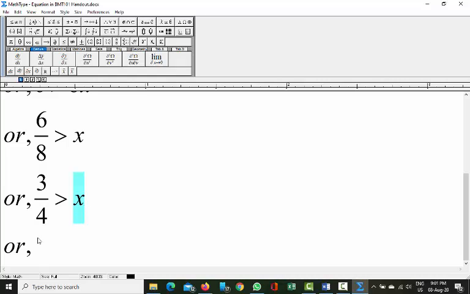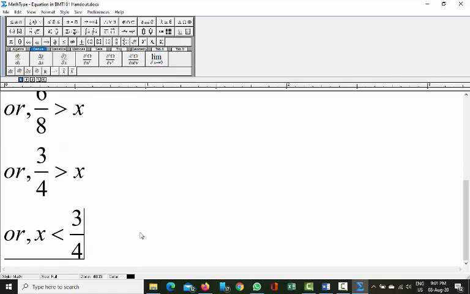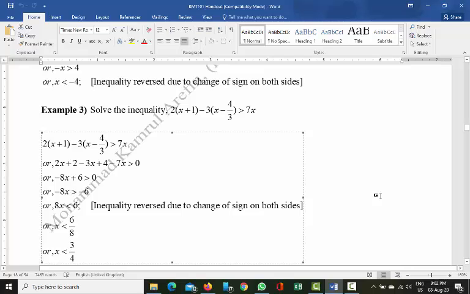So we can write it like this: x is smaller than 3 by 4, because here x is in the squeezed part. So x should be in the squeezed part, and this is the spread out part. That means 3 by 4 should be in the spread out part. So it is like that. So you can solve it using this way also. Right.